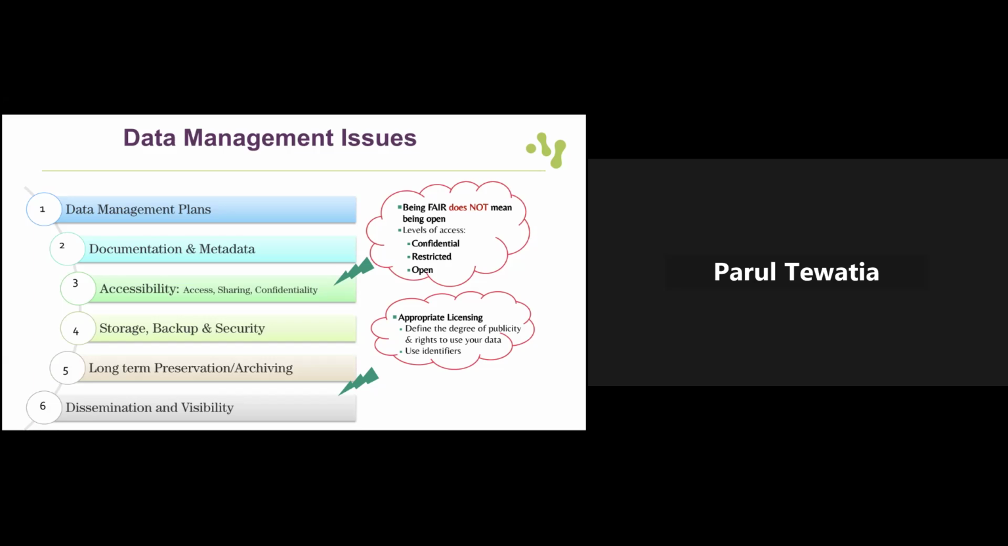Being FAIR does not mean being open, right? So a lot of questions come, like, oh, does that mean I have to make my data open? Not necessarily, but you have to at least define it properly. So you should have levels of access: confidential, restricted, open. You should have appropriate licensing. If you don't want someone to just use your data, provide proper licenses. Define the degree of publicity you want, right? And then you always use identifiers.